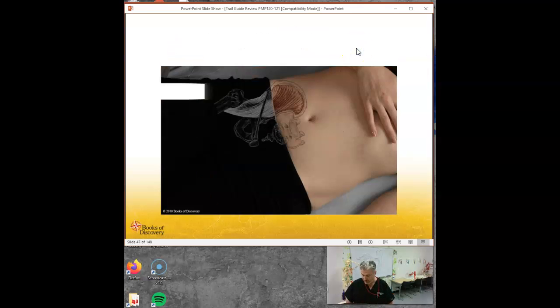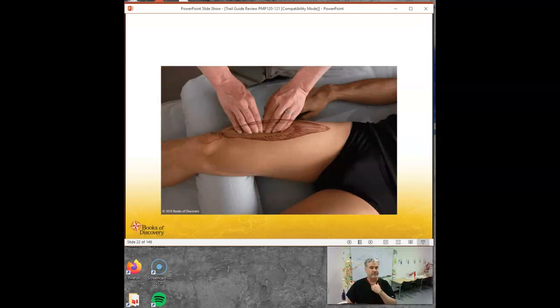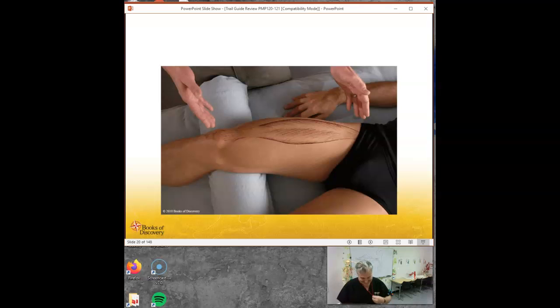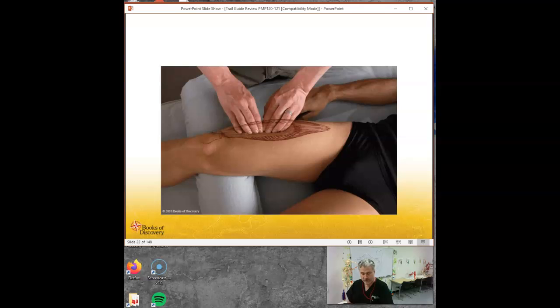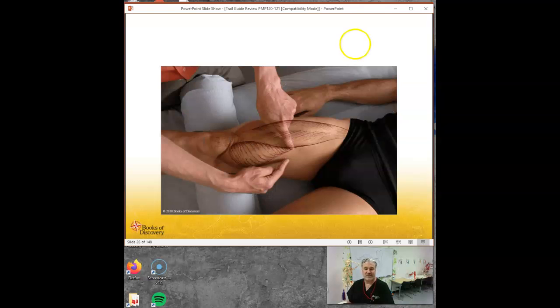Mr. Riedel. All right, I'm ready. I love that. Sir, what muscle's this? That's going to be the rectus femoris. You are 100% correct. What muscle's this? Vastus intermedius. Yes. What muscle's this? Vastus lateralis. Yes. What muscle is this? The teardrop one down here. Vastus medialis. Yes.